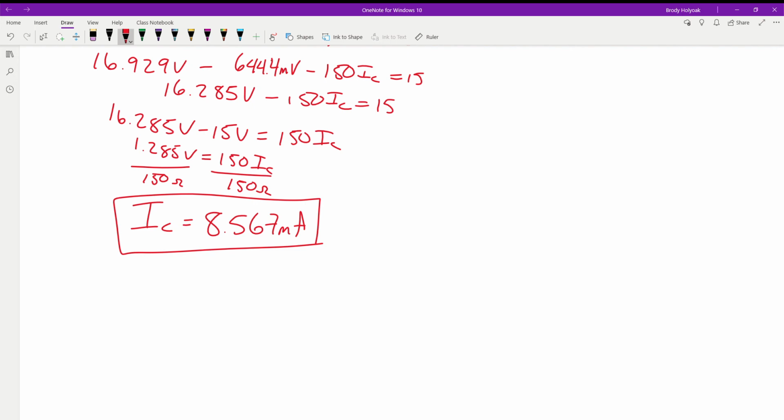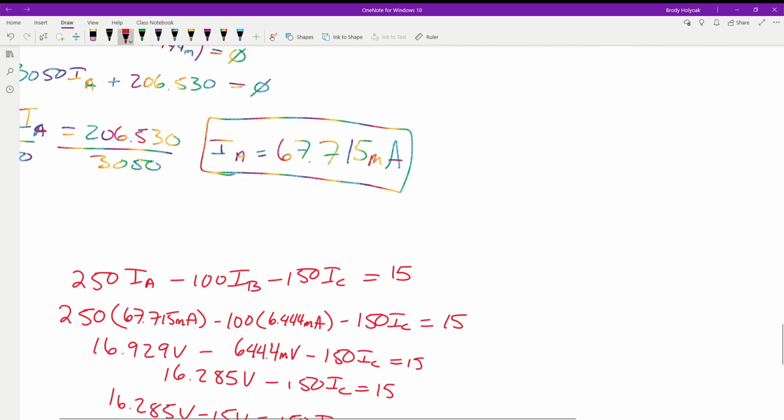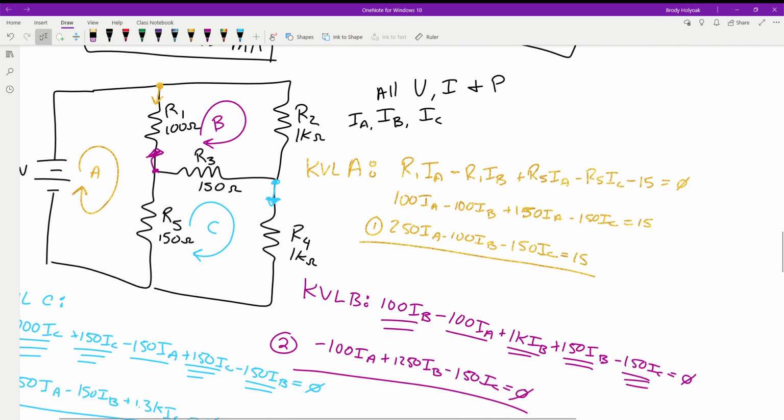Okay, now we'll go through and solve this guy. So we're going to come back to our original circuit. We're going to put in our currents. So we got 67.715 milliamps. We got IC is 8.567 milliamps. And IB is 6.444 milliamps.